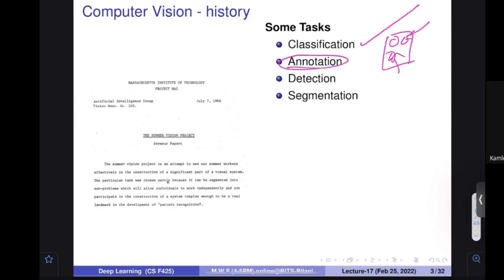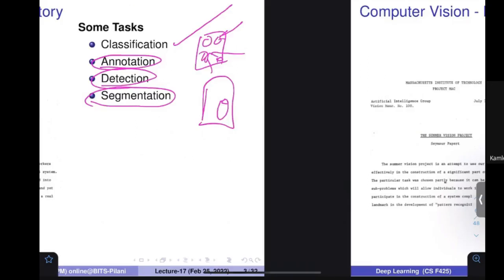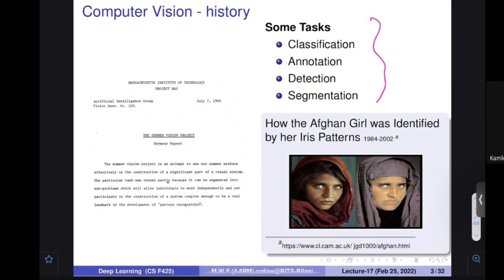You want to do the annotation, you want to write something about this. You want to do the detection: where is a cat? You want to do the segmentation: give me that particular part of the image where there is a cat. So all these things we basically want to do in computer vision.